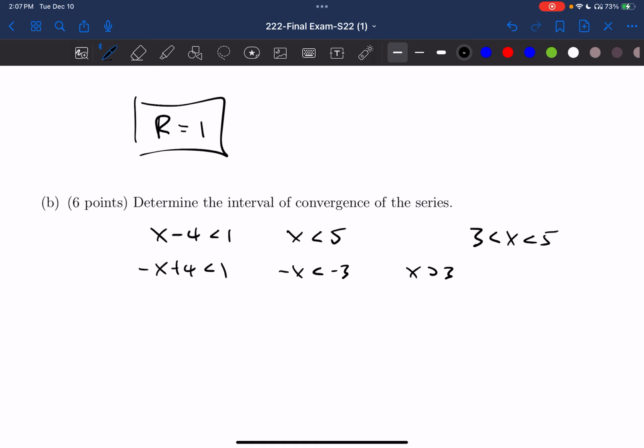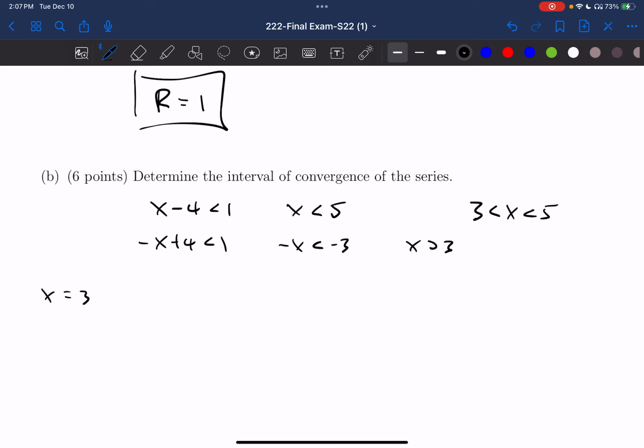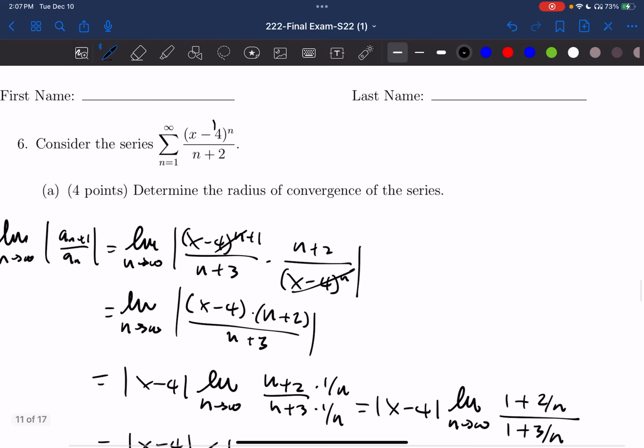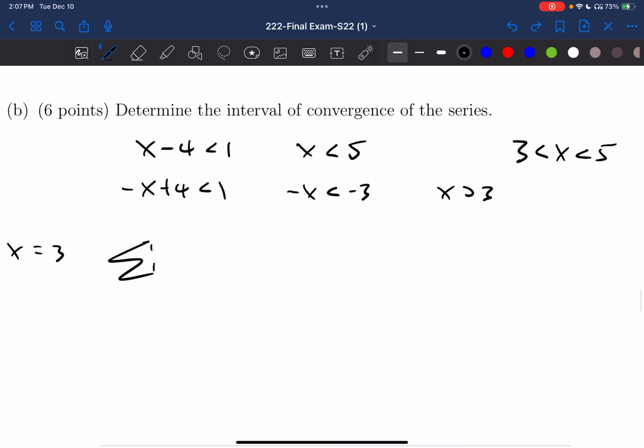We need to test the endpoints to see if the series is convergent or divergent at the endpoints. So let's test x equals 3. Plugging x equals 3 in, we will see we're going to have a 3 minus 4, which is negative 1. So we're going to have negative 1 to the n power divided by n plus 2. Here we can see this is convergent by alternating series test.